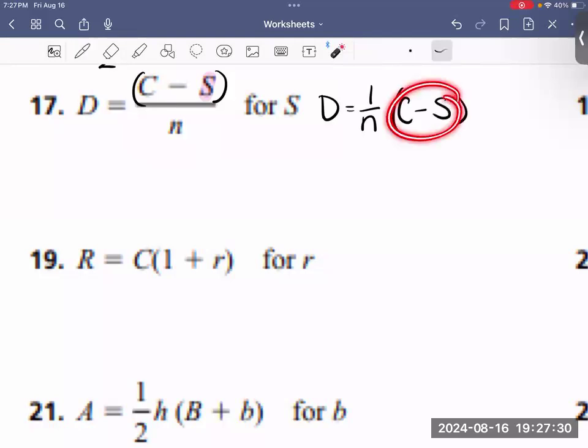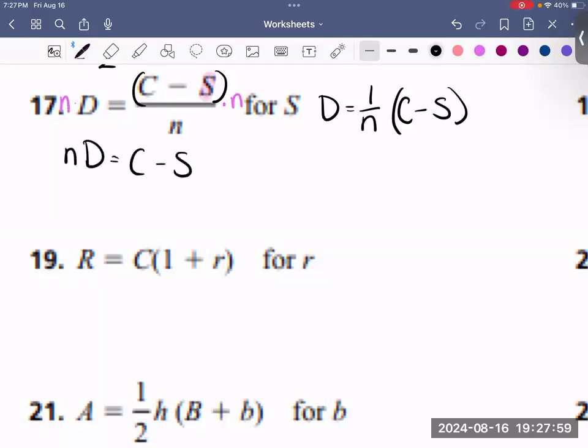This whole thing is being divided by your n. So before we can go ahead and break open your parentheses and get to this S, the 1 over n is in the way, right? So your division by n is causing an issue. So how do we get rid of your n? Well, if it's being divided by n, the opposite of division is multiplication. So we can go ahead and multiply n to the other side.